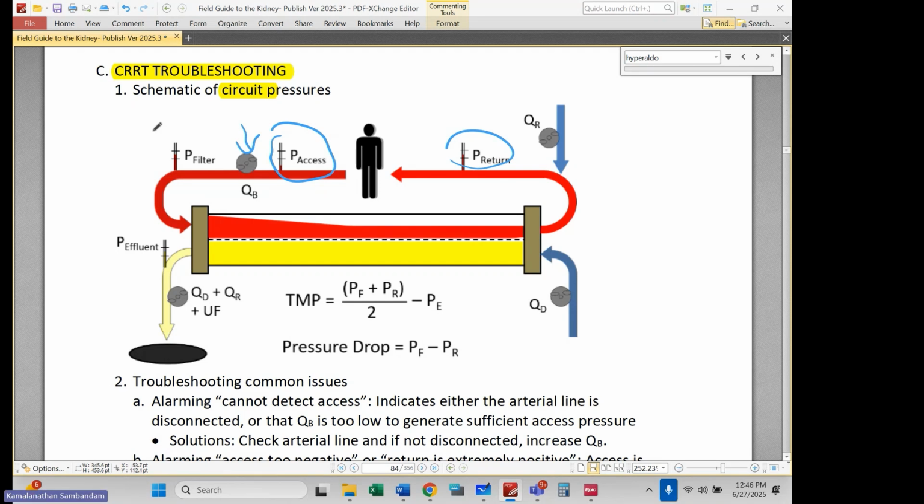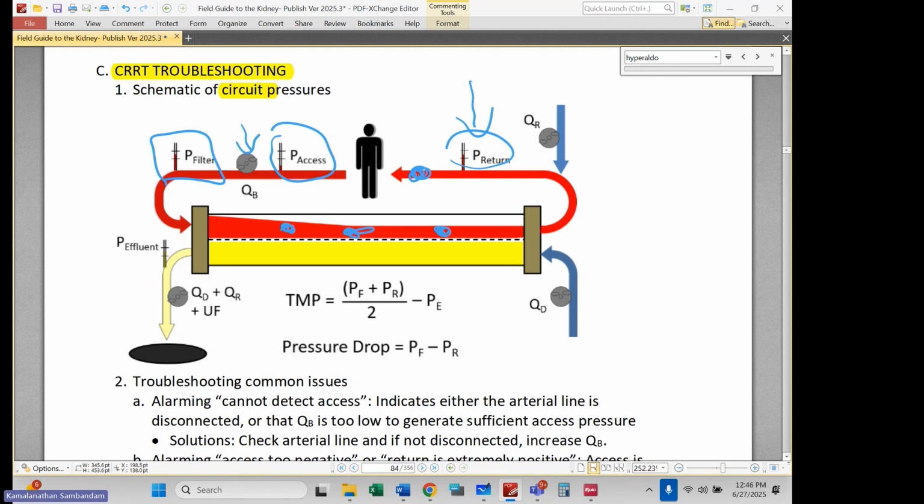Now my filter pressure is downstream of my blood pump. It's also a positive number, just like my return pressure. And if I start getting gunk clotting my filter, my filter pressure goes up. But guess what? If my return line is also clotted, that clotting that's happening on the return is also going to be reflected as a high filter pressure.